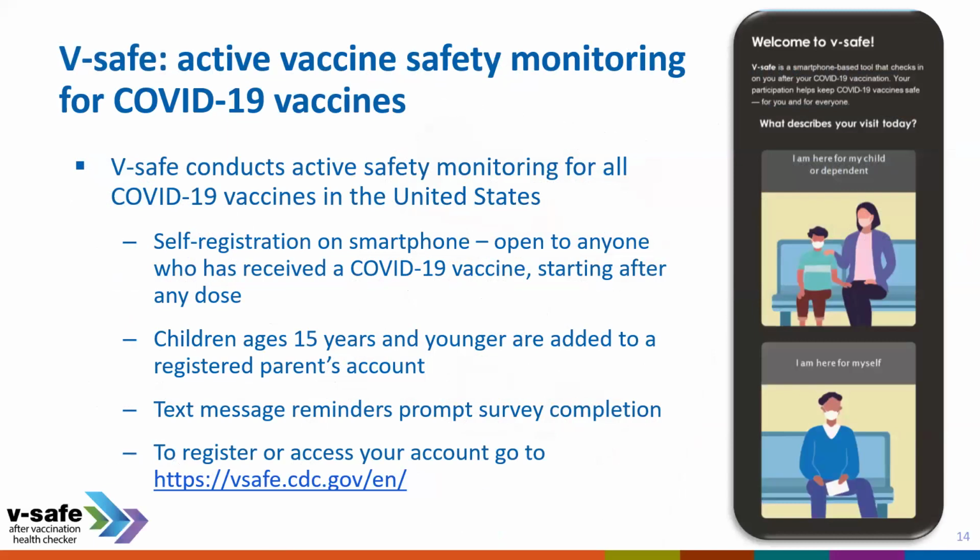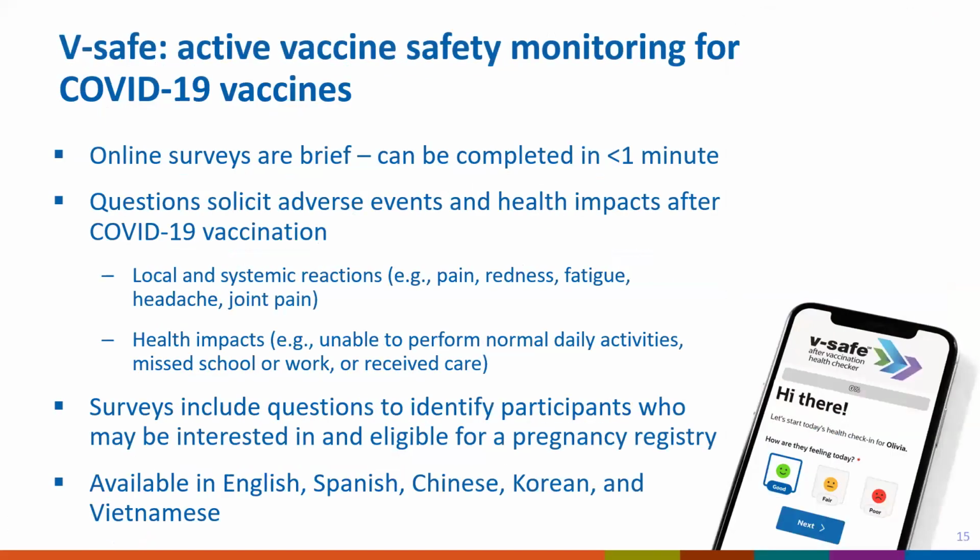Vaccinees registered on their smartphones. Children 15 years or younger could be added through their parents' account. It's considered active because text messages were sent to vaccinees to complete surveys, and vaccinees could access their accounts online as well. The online surveys were brief. The objective was to collect data on non-medically attended events, so primarily non-serious events. It also collected symptoms and long-term sequelae that may not be captured in medical records or claims. And it was also available in a variety of languages.